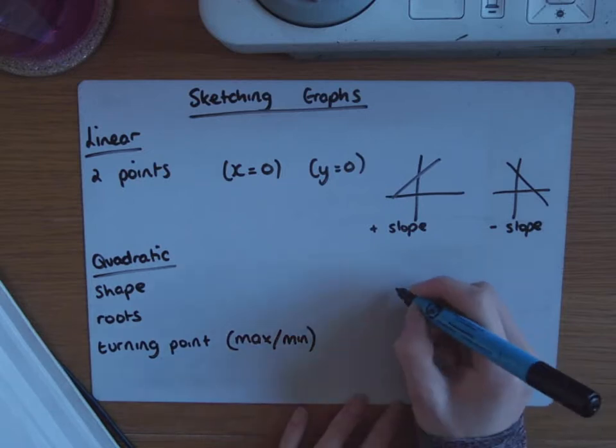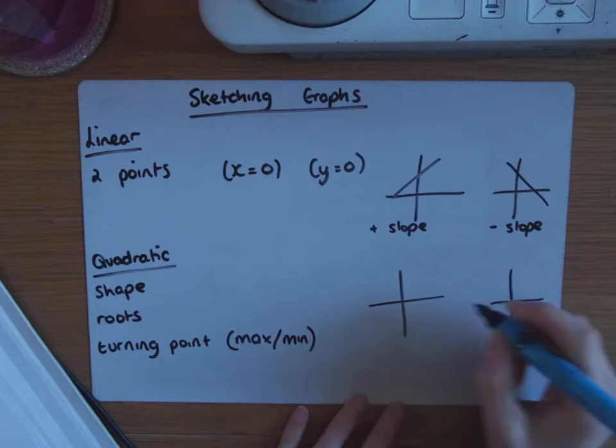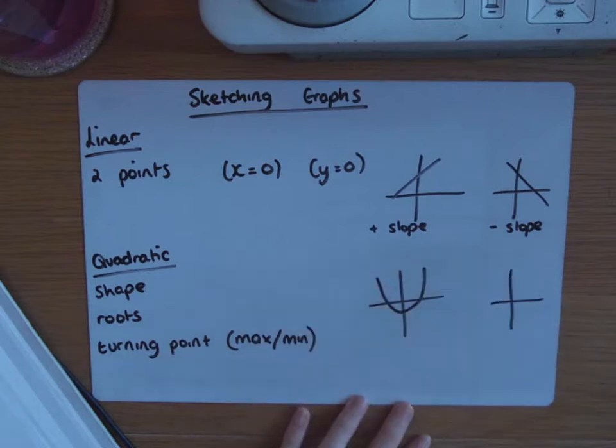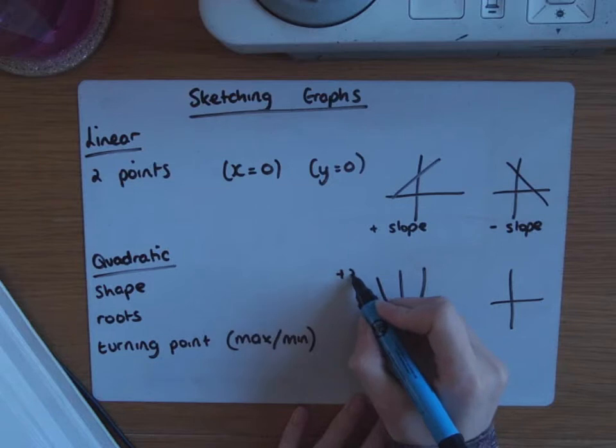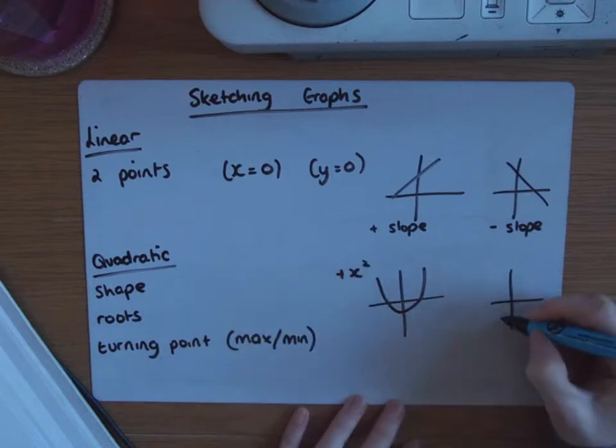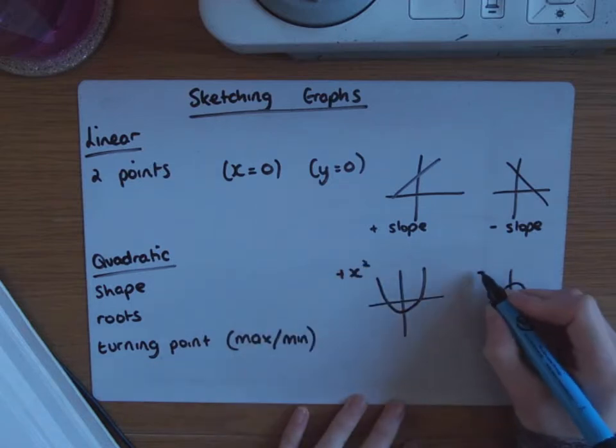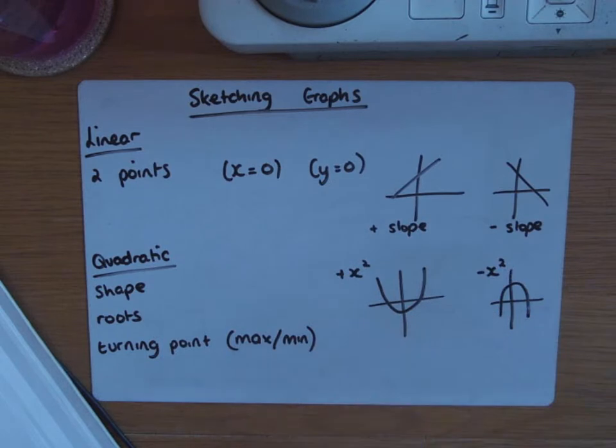So you'll remember, U-shaped has a positive x squared. N-shaped has a negative x squared. The coefficient of x squared is positive for U. The coefficient of x squared is negative for an N.